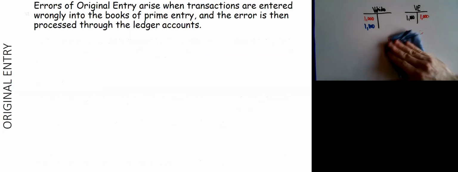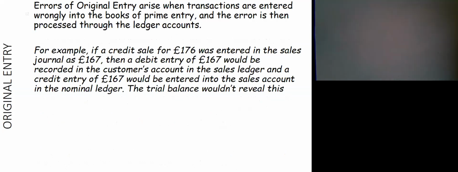Original entry. This is just when you've recorded it as the wrong number. So you've got an invoice that says £50, but when you've written it in your books of prime entry, into your journals, you put £60, something silly like that. So a credit sale for 176 was entered into the sales journal as 167. Then a debit entry of 167 goes in the customer's account, and 167 goes in the credit side of the sales account.